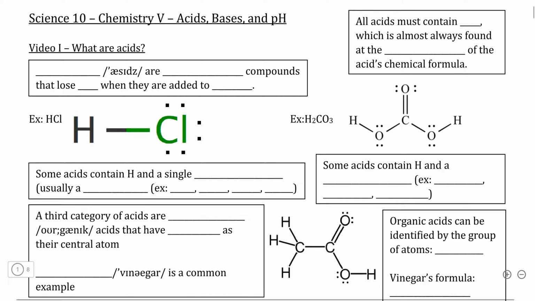In this series of videos, we're going to introduce two categories of compounds, each of which has specific behavior whenever the compound is added to water. The purpose of this video is to introduce a category of compounds that we call acids, of which the two examples we're going to start looking at are HCl and H2CO3 that we see here.